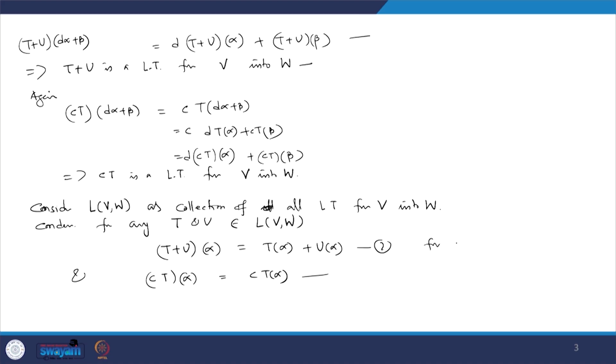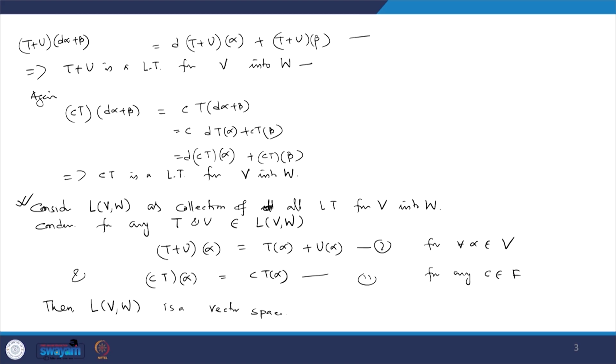For all alpha belongs to V, for any c belongs to F. That is basically, V and W are defined over the field capital F that I have considered. Then L(V,W) is a vector space.